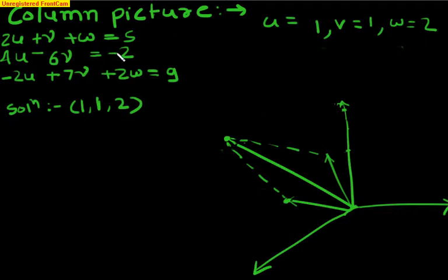Now we are in the column picture. The principle behind the column picture is to represent the equations in column form. First we will represent the equations in columns. Okay, we'll convert these equations into column form.